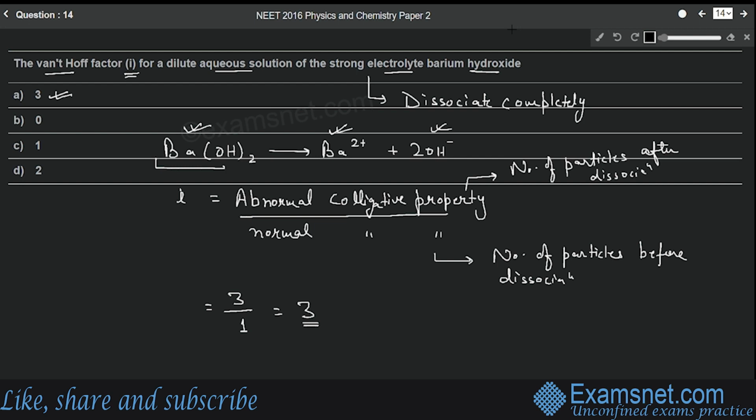Now one thing that you can remember here, that the Van 't Hoff factor for the case of dissociation will always be more than 1. For the case of association, when two molecules join to form another molecule, in that case Van 't Hoff factor will be less than 1. So this is the case of dissociation, therefore it is more than 1, that is 3. So option A is correct answer.